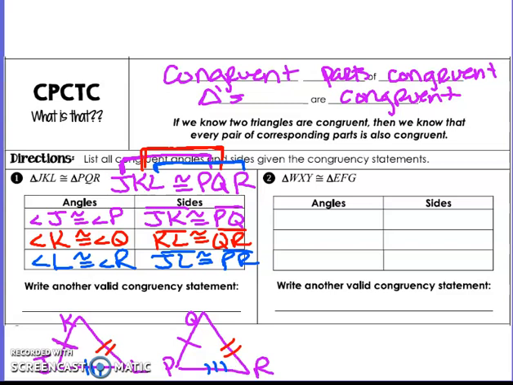You can try example 2 on your own. We will go over that in class tomorrow.